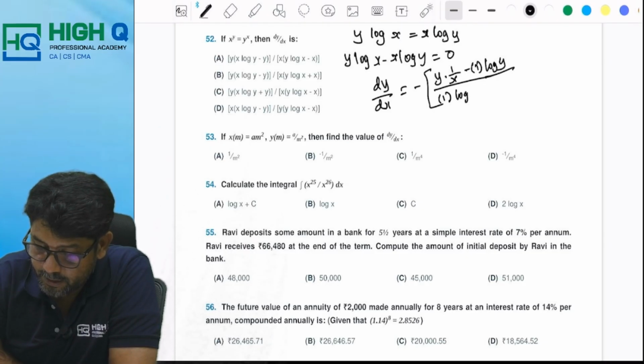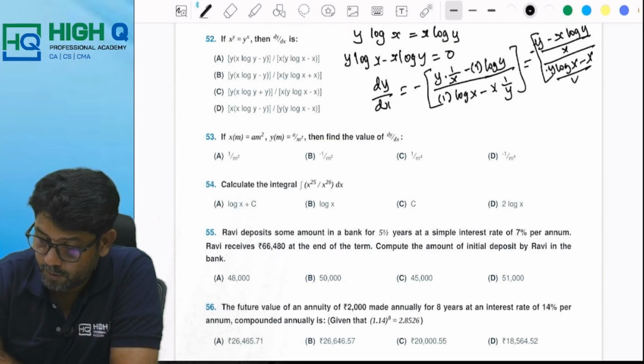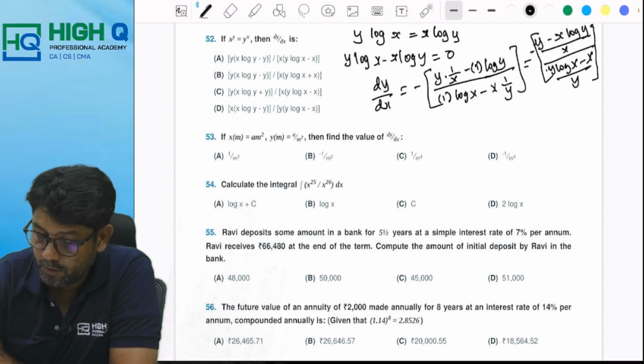Yes, sir. 1. Log x, keep as it is. Minus x log y, 1 by y. That's it, my dear. This is our answer. Now look at this. Let us take the LCM, that means cross multiplication, you can say. Minus of y minus x log y divided by x, whole divided by y log x minus x y.